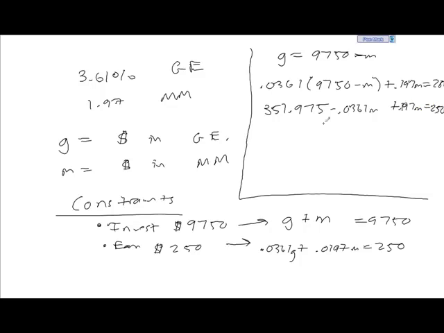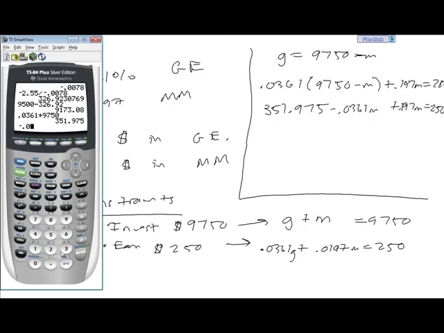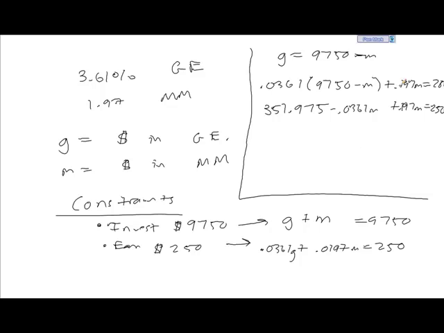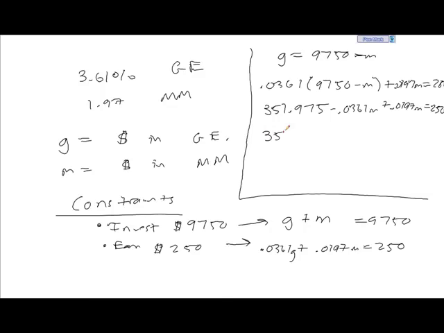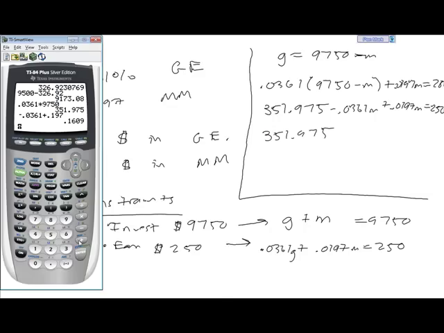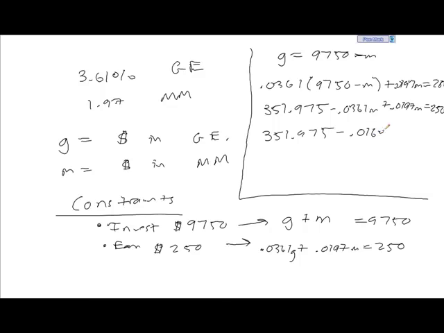equals $250. Okay, we'll combine like terms, so we have negative 0.0361 plus 0.0197. The difference between those two numbers is negative 0.0164. So we have 351.975 minus 0.0164 M equals 250.